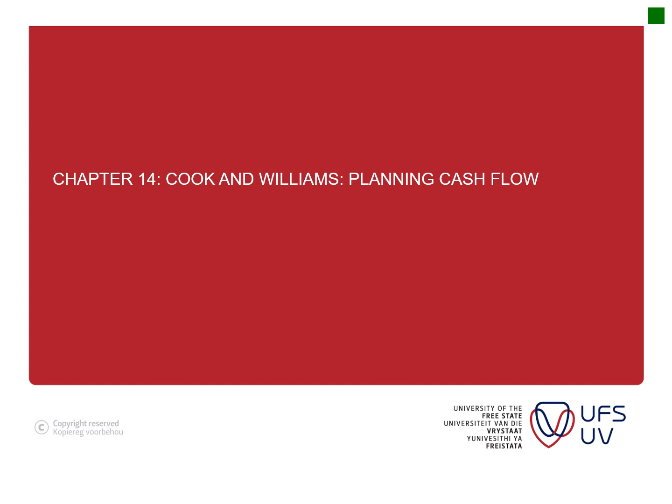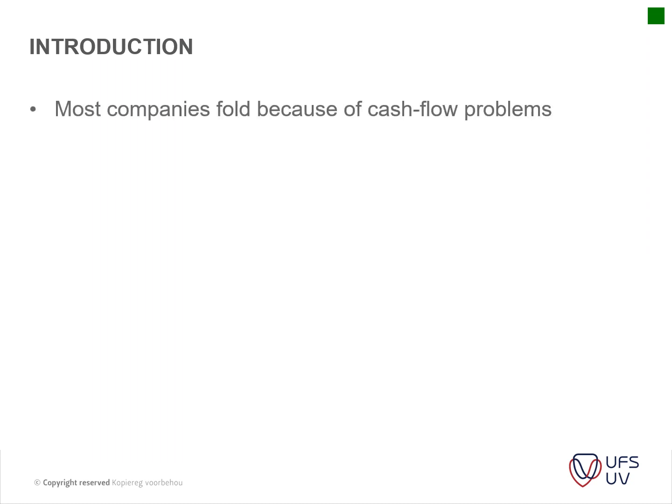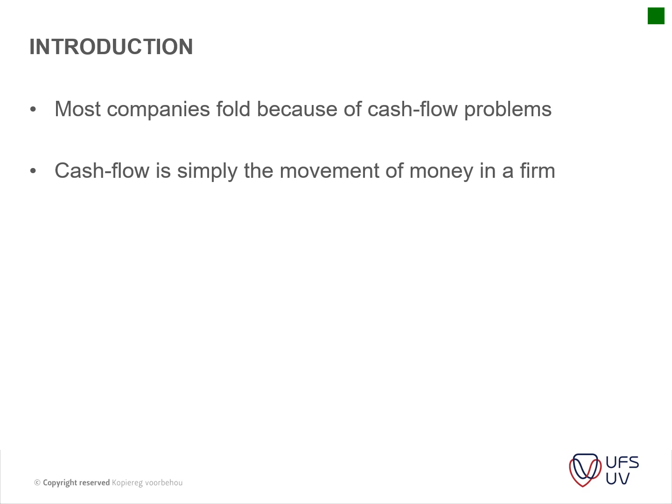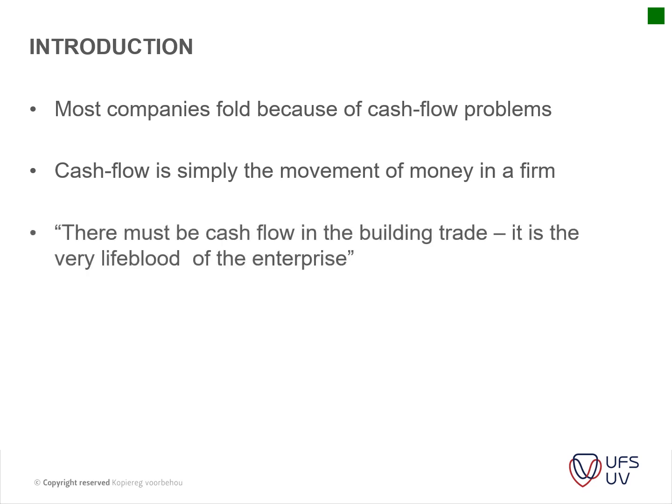So in Cook and Williams, we're looking at the cash flows. So let's get into it. Okay. So most companies fold because of their cash flows, and cash flow is simply the movement of money in a firm. There must be cash flow in a building trade. It is the very lifeblood of the enterprise.